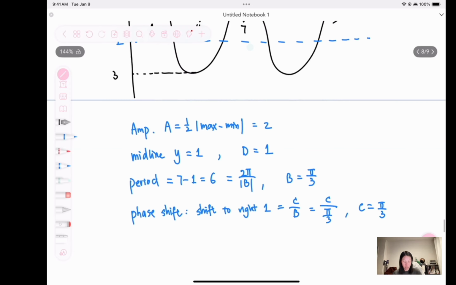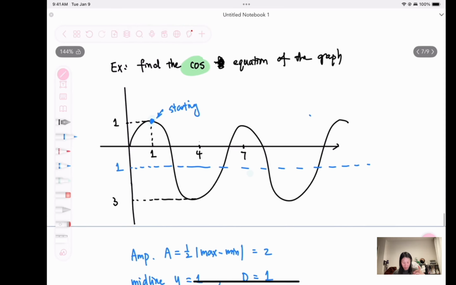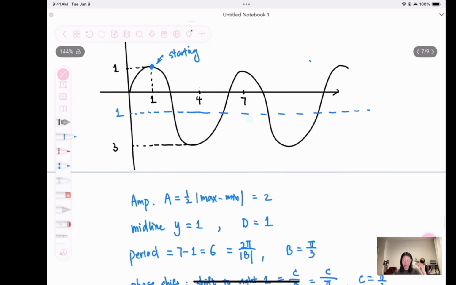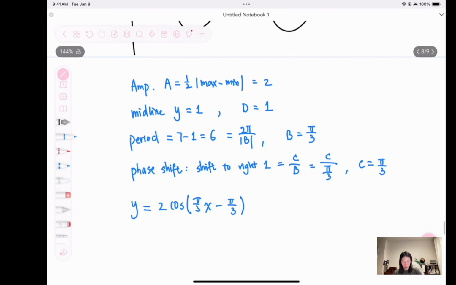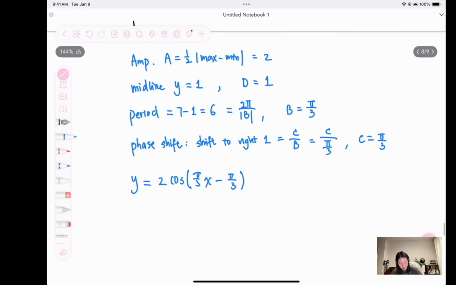Oh, sorry, it blocked. Okay, we got everything that we need. We have y equals our a, which is 2, times cosine of pi over 3 times x, minus C, which is pi over 3. And the midline is, they shift down, right, from 0 to 1. So that means the midline is -1.